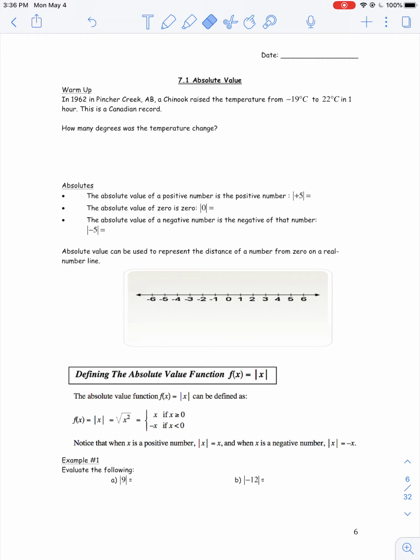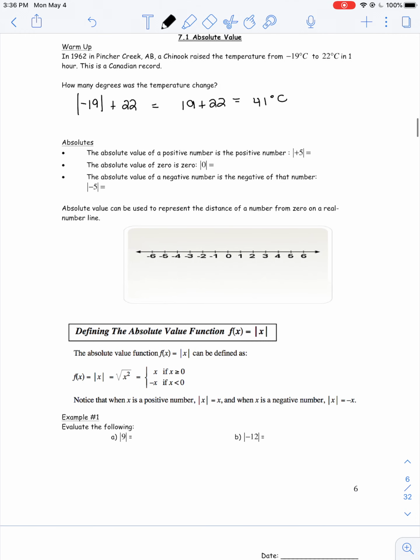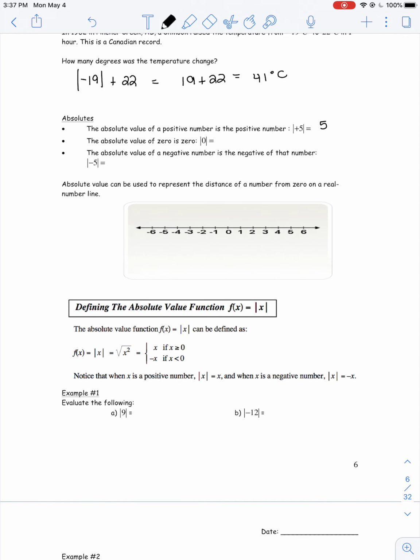Whenever we look at temperature changes, we want to see how far it's traveled, so we can use absolutes to do that. Absolutes are these two brackets that change negative values into positive values. For example, if I want to figure out the temperature change from -19 to 22 degrees, I'd put an absolute value bracket around -19 and then add 22 degrees. What an absolute bracket does is change the negative value to a positive value. So it becomes 19 plus 22, and the temperature change has been 41 degrees Celsius.